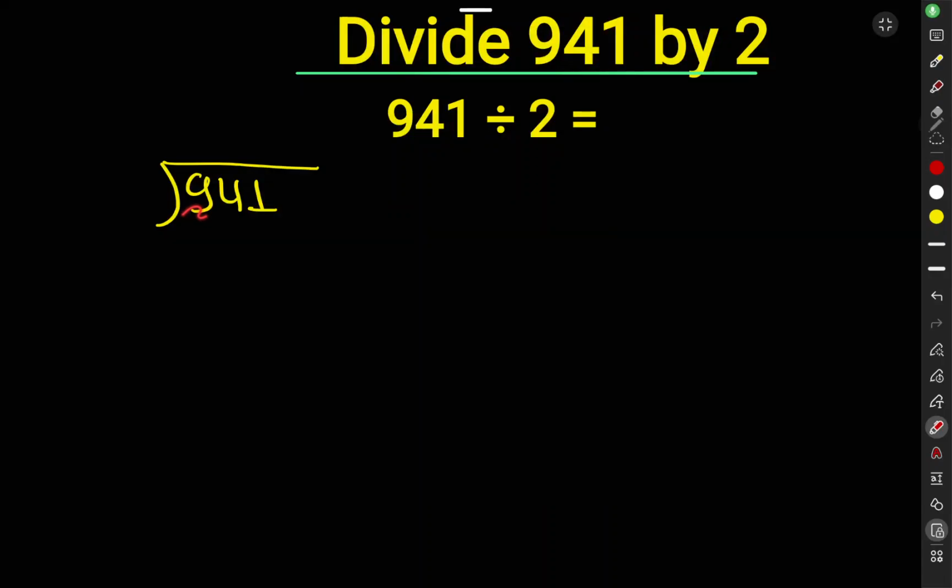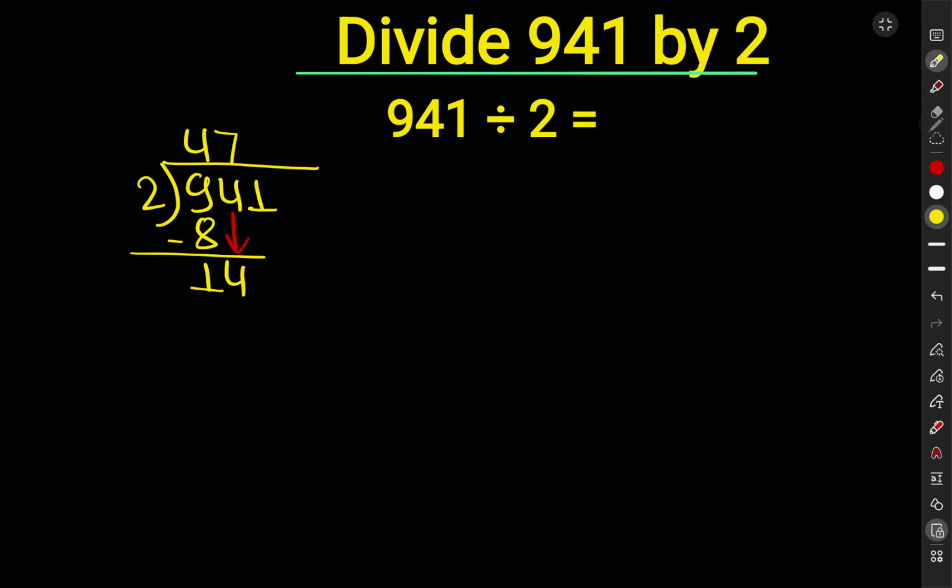We divide 941 by 2 in a long division method. So 2 times 4 is 8. On subtracting we get 1. So now we put down this 4 and it is 14.